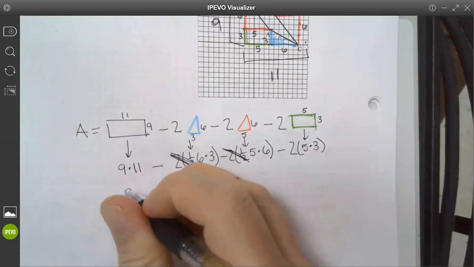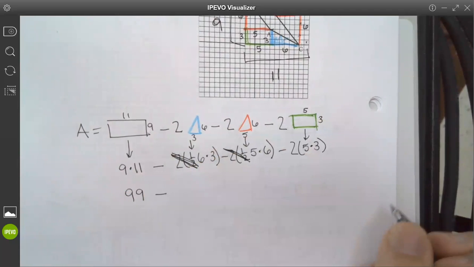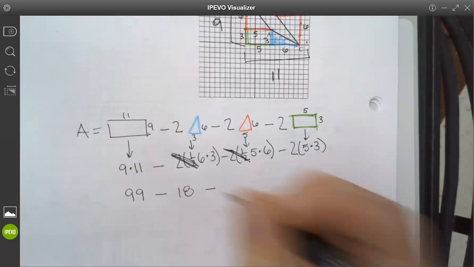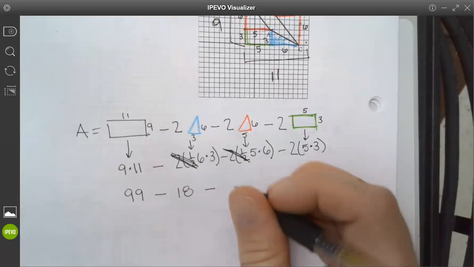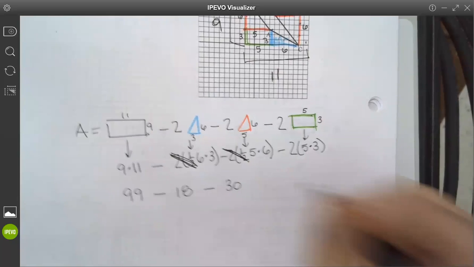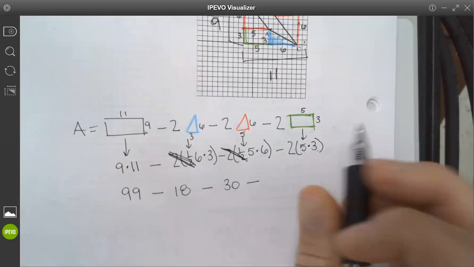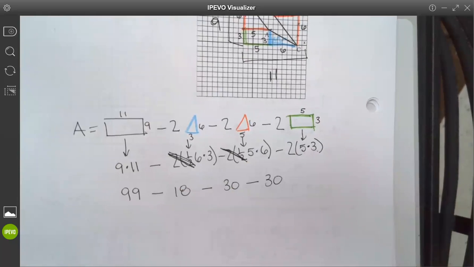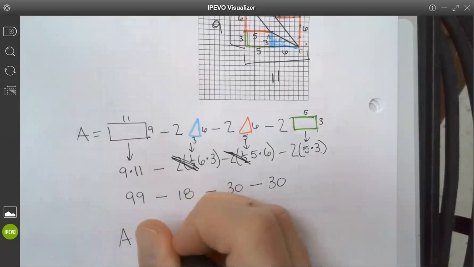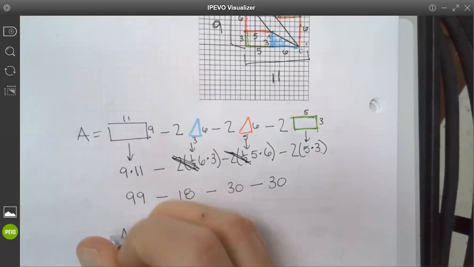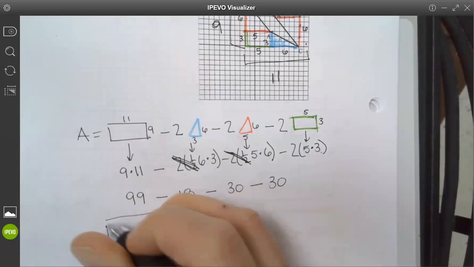And so now I'm going to go down through: I have 99, subtract 18, subtract 30, subtract 5 times 3 is 15, times 2, another 30. And use my calculator. Subtract 18, subtract 30 and 30. Gives me an area of 21 units squared. Okay.